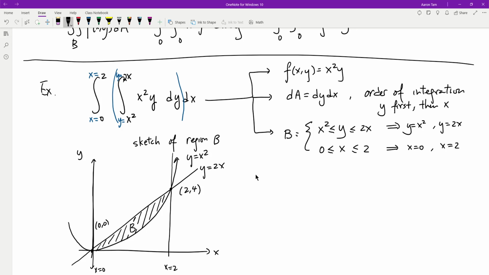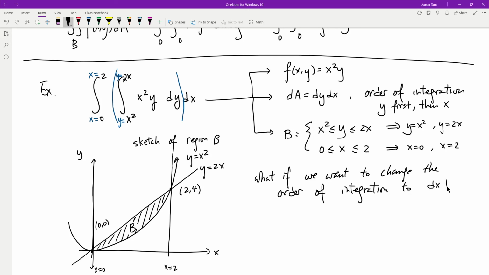Now here comes the big question. What if we want to change the order of integration to dx dy? What would happen? The first thing I need to point out is the following, extremely important. In this case, B is a non-rectangular region. As you can see, it's actually a gap between two curves, a non-rectangular region.